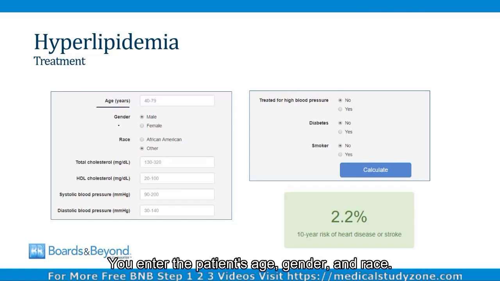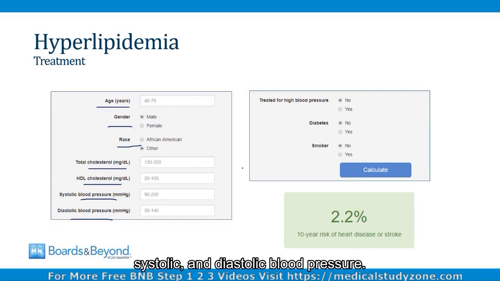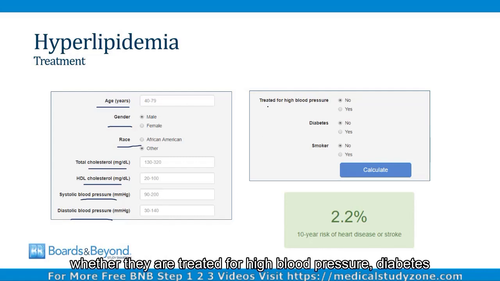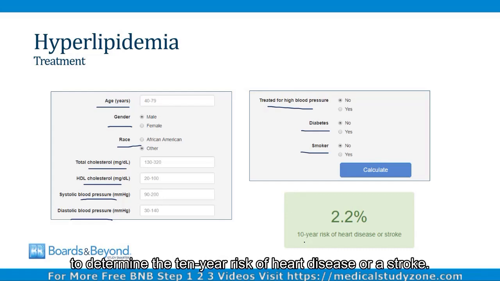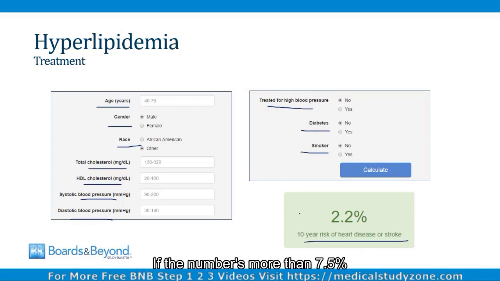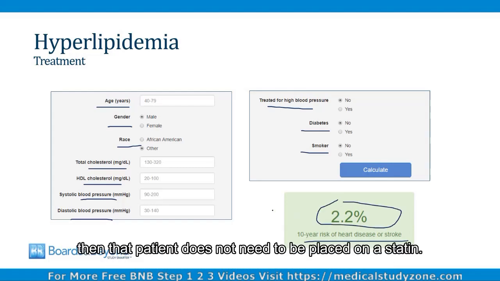You enter the patient's age, gender, and race. You enter their total cholesterol, HDL cholesterol, systolic and diastolic blood pressure. And then you also need to indicate whether they are treated for high blood pressure, diabetes, and whether or not they are a smoker. Once you do this, the calculator will use clinical trial data to determine the 10-year risk of heart disease or stroke. If the number is more than 7.5%, then that patient should be placed on a statin. If it's less than 7.5%, like this person here, then that patient does not need to be placed on a statin.